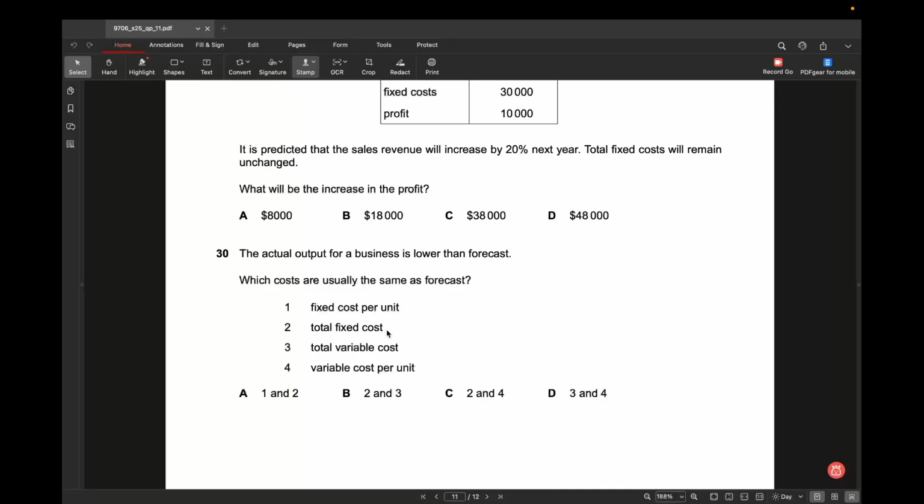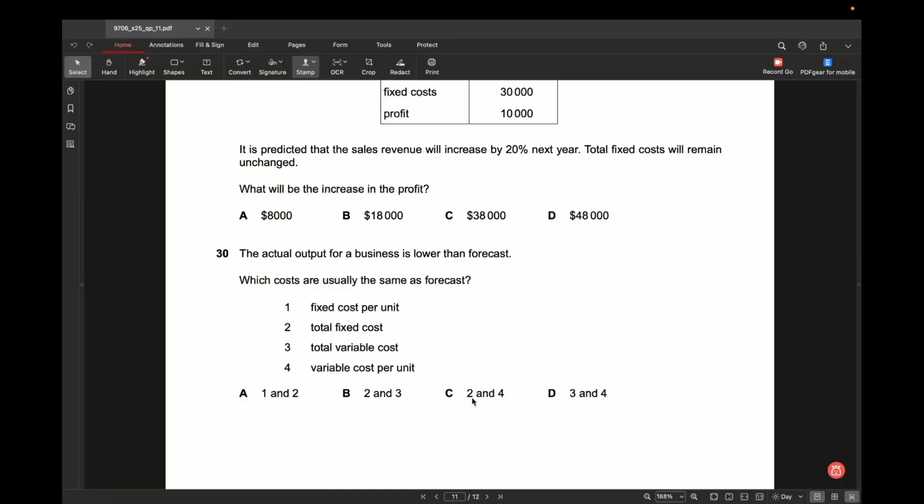Total fixed cost will remain the same. Total variable cost will not remain the same because it will change as per the output, but the variable cost per unit will. Understood this? Then the right answer is 2 and 4, which is option C.